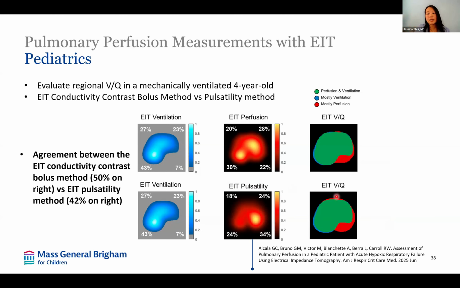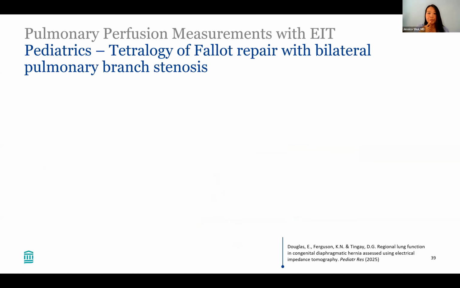Similarly, we take those maps and overlap them, and we have a similar picture, where there was 50% of the perfusion reported on the right-hand side for the hypertonic saline bolus method, versus 42% on the right with the pulsatility method, but without needing to provide an injection. So this is something that we're exploring.